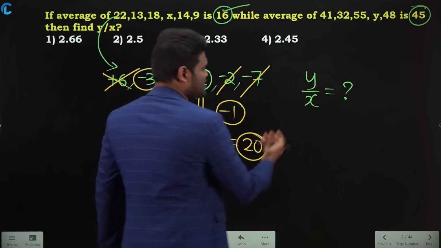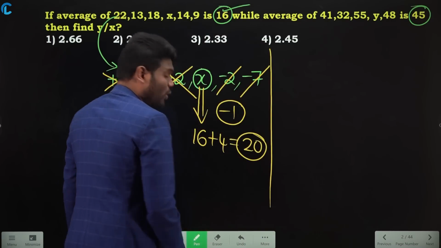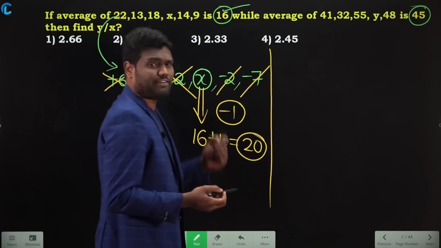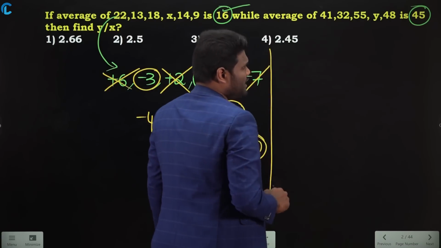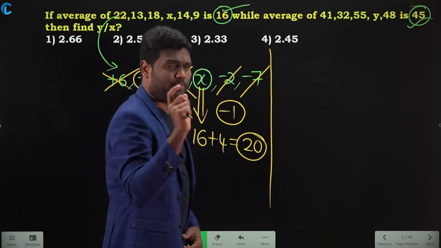If the value of x is 20, you need to find the value of y also. Why? Because the question is asking what is the value of y by x. So I need to find the value of y also. Let us calculate the value of y. Now if you look here, the average is 45. So each and every number should be 45.